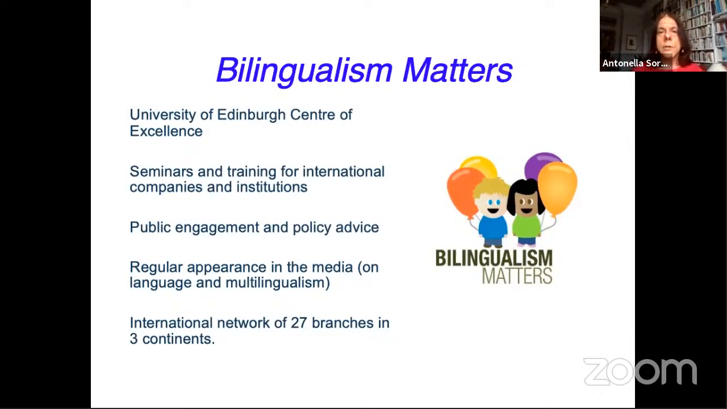This is our Research and Public Engagement Center in Edinburgh that has a wide international presence. We have 27 branches in 3 continents, including North America, Europe, of course, and Asia. And we try to communicate research on bilingualism in very different sectors of society, to people at very different levels of education, in very different professional environments, so that they can make informed decisions based on what we think are facts emerging from research, always to be updated, of course, because research is not forever.